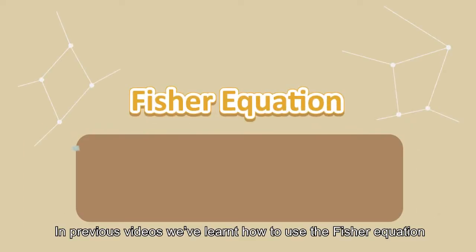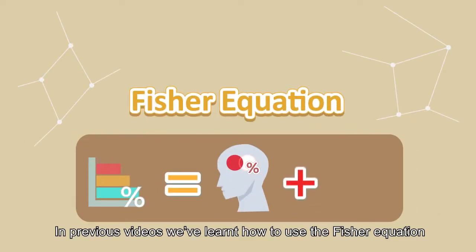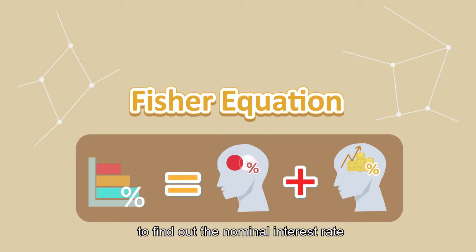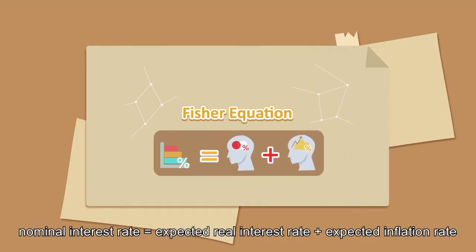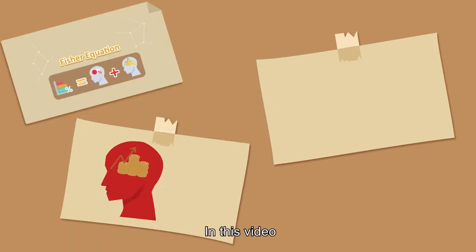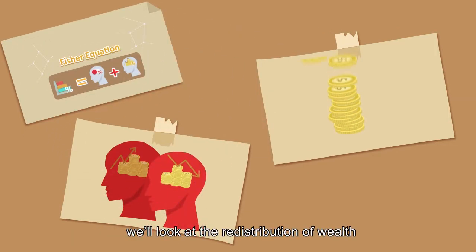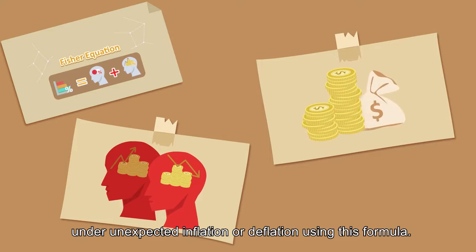In previous videos, we've learned how to use the Fisher equation to find out the nominal interest rate by adding up the expected real interest rate and expected inflation rate. Nominal interest rate equals expected real interest rate plus expected inflation rate. In this video, we'll look at the redistribution of wealth under unexpected inflation or deflation using this formula.